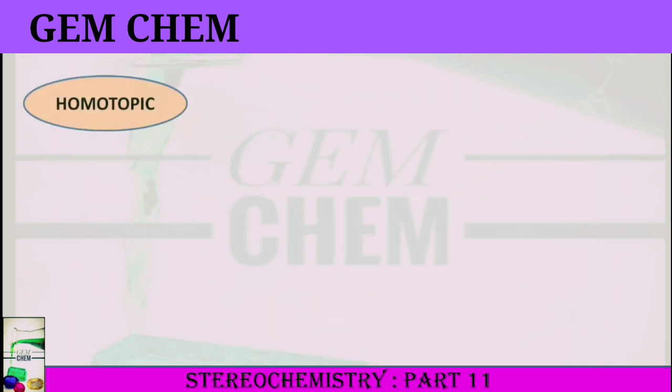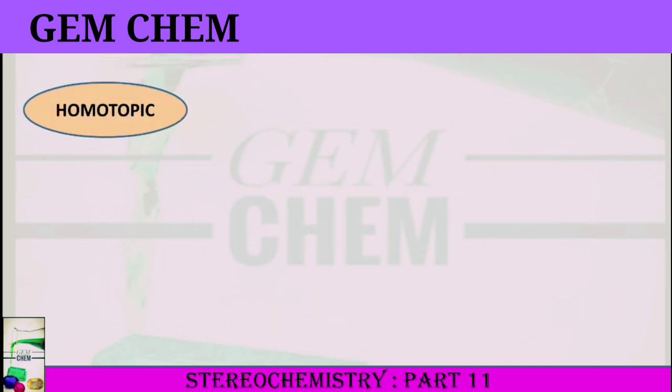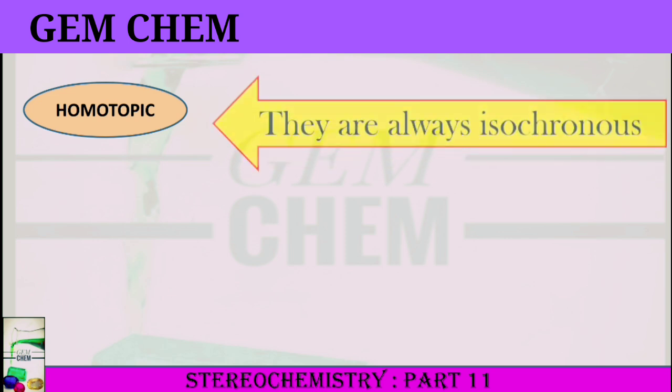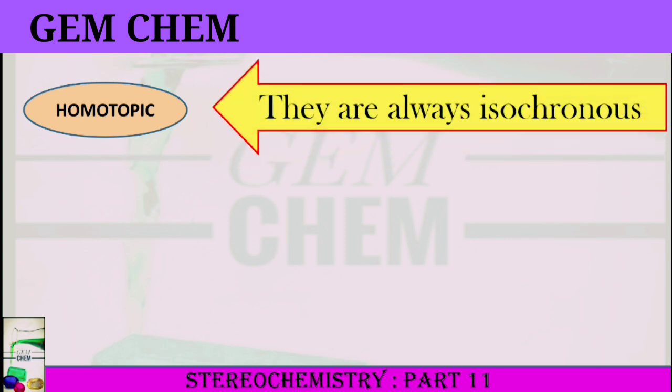So when we talk about topicity, we have homotopic, enantiotopic and diastereotopic. In the previous videos, I have explained it in detail. When a proton is homotopic with another proton, whatever may be the environment or solvent, they are always isochronous. What does that mean? Suppose two protons are attached to a carbon. They are homotopic to each other, so they will have the same chemical shift. That is, a singlet will be obtained.